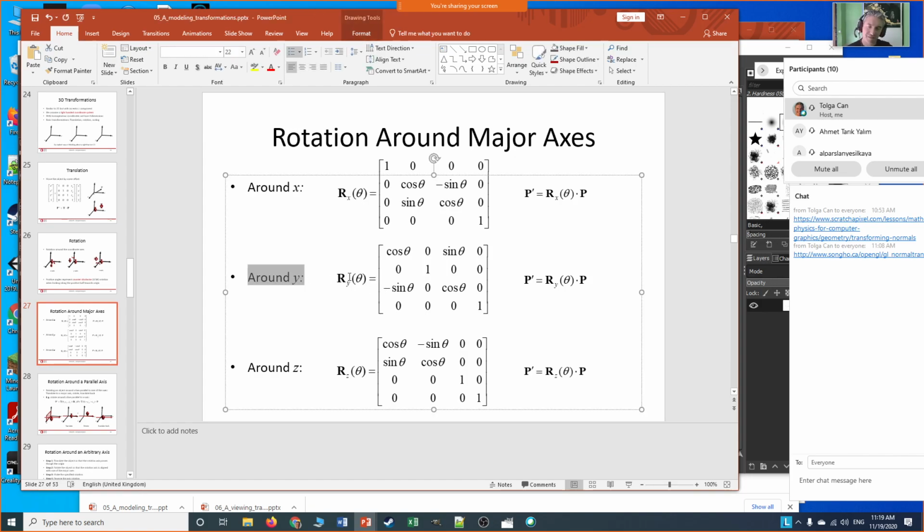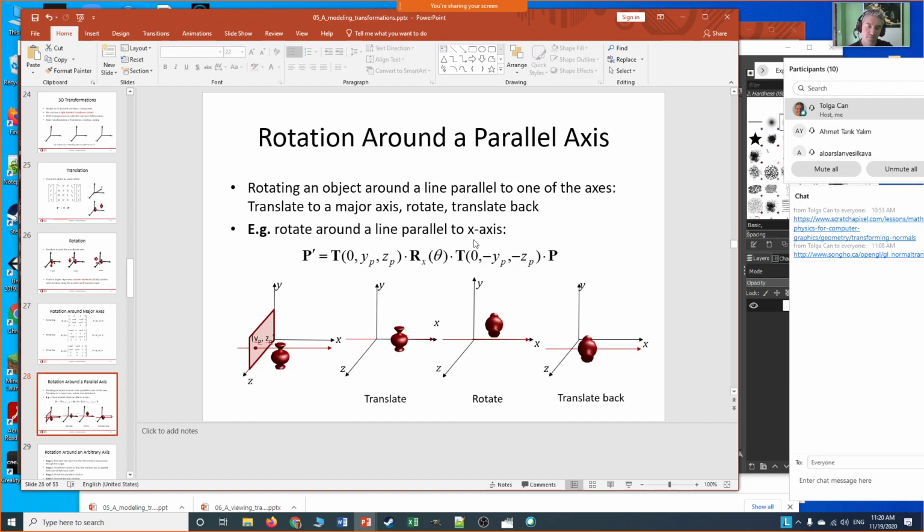The main thing that I want to say here is that the rotations around major axes are just like 2D rotations. They only have a single component here, which is like a subset of that, like the two-dimensional rotation matrix. Now, the variations of this rotation, the arbitrary rotations that we may want: what if we want to rotate around an arbitrary axis which is parallel to one of the major axes? This is the easiest case actually.